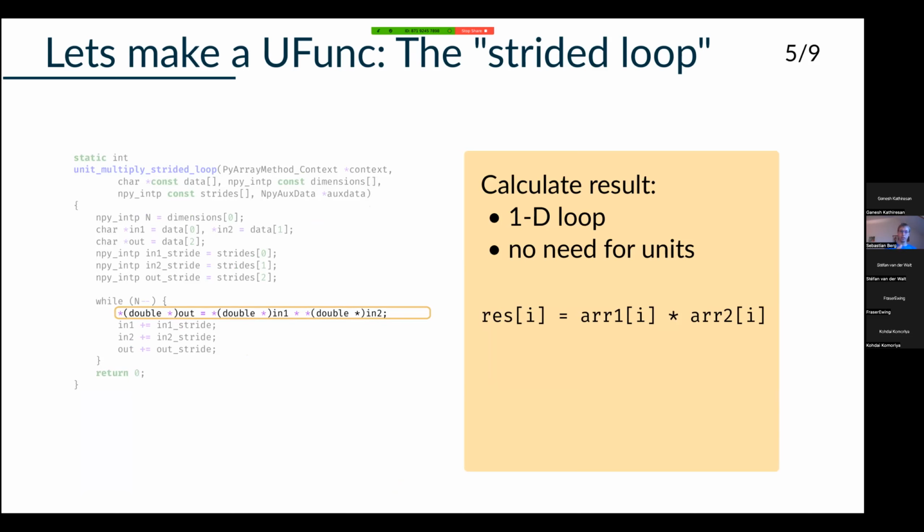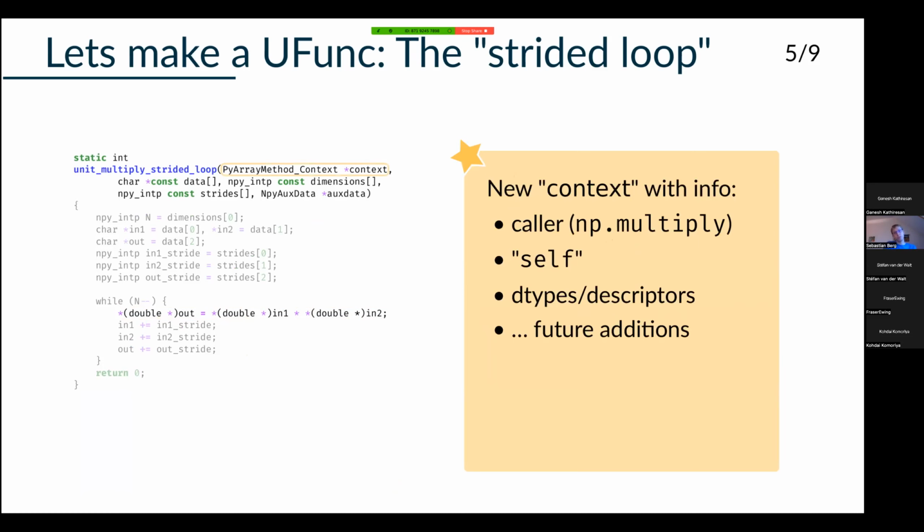But before that, I want to go through all the code here and check the signature and how it's used below, because there are some new things about the signature of the inner loop. The first argument, which is new, is the context. We want to pass in additional information to the inner loop to work with. That includes the caller, which is np.multiply here. It includes a self, which is the array method self.